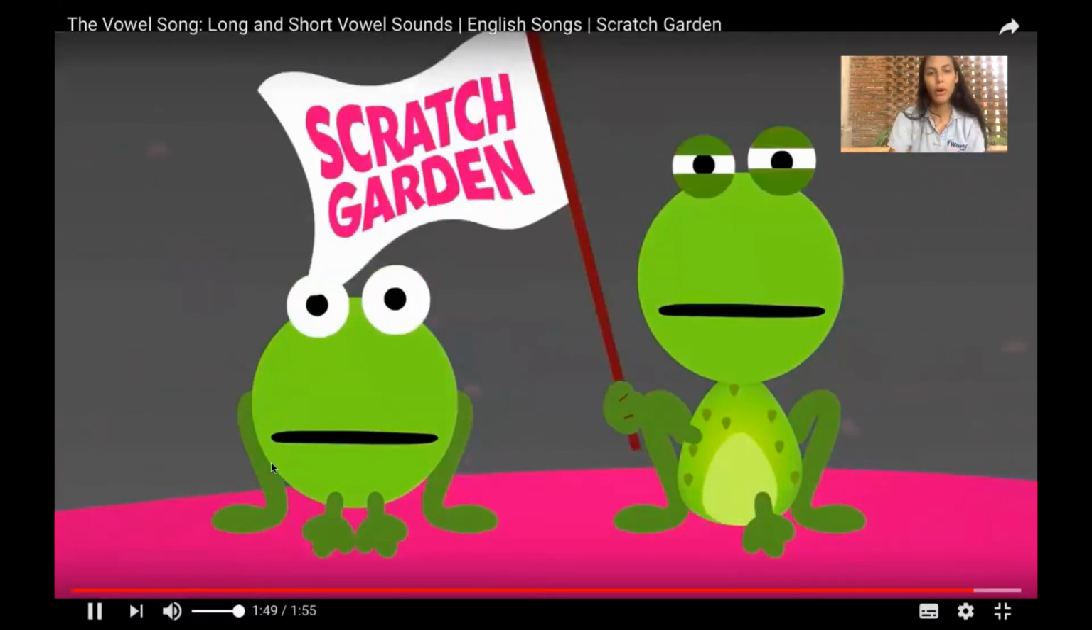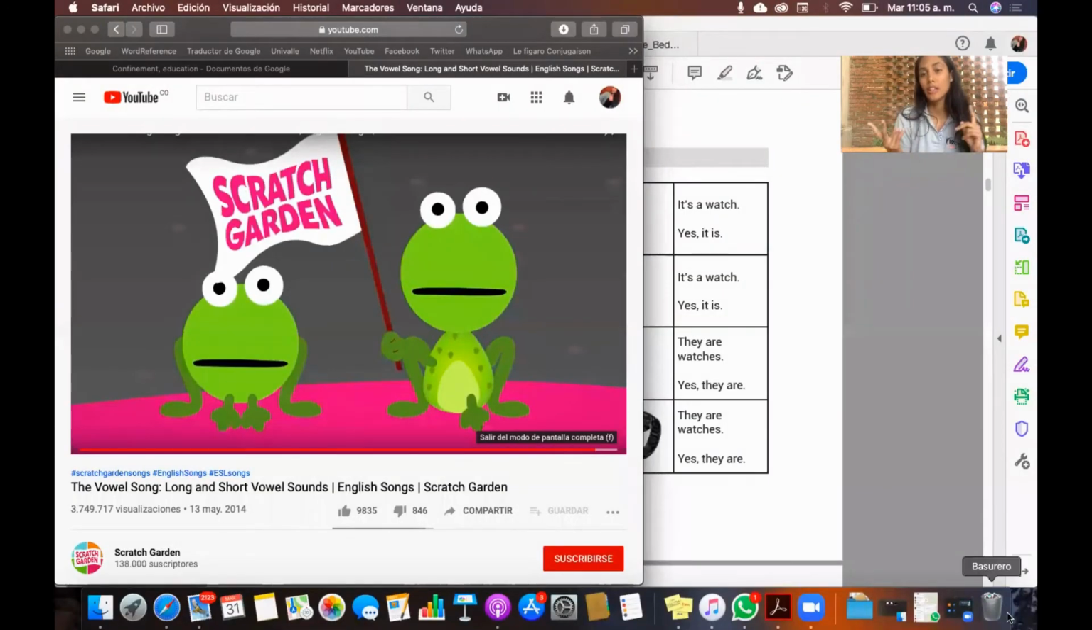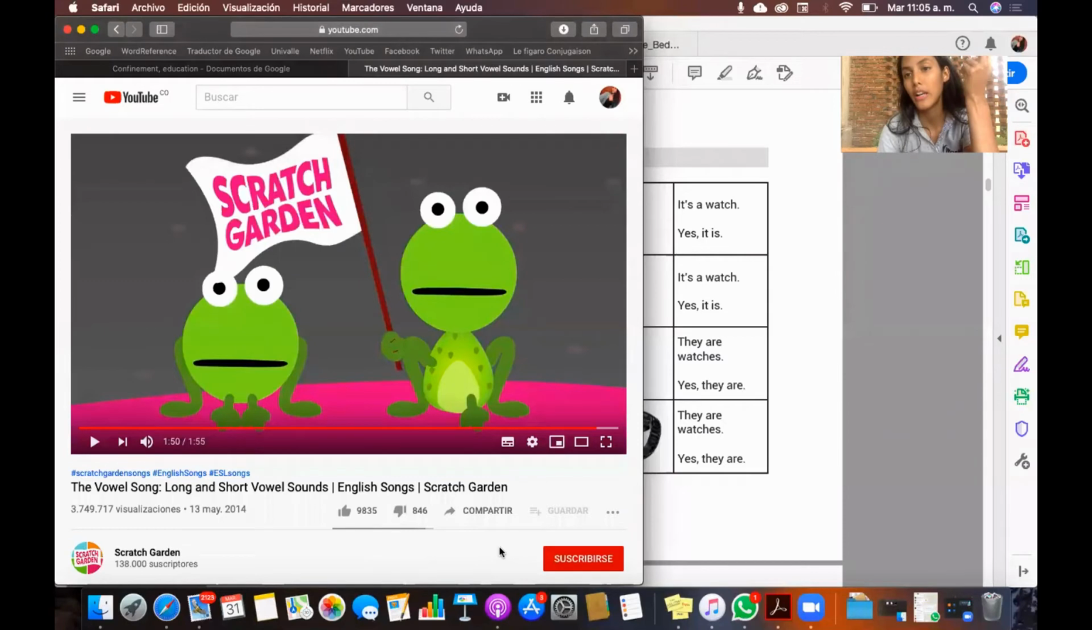So those are the vowels, right? So when we have the vowels, we have A, E, O, U, I. They say there are two types of sounds, and those are long or short. Hay dos tipos de sonidos en las vocales, y estos pueden ser largas o cortas, y de eso depende la pronunciación de la palabra.